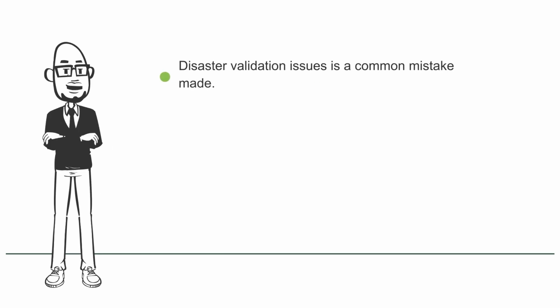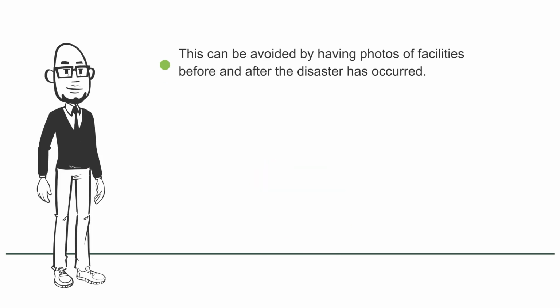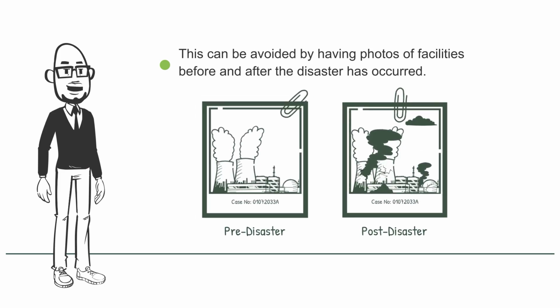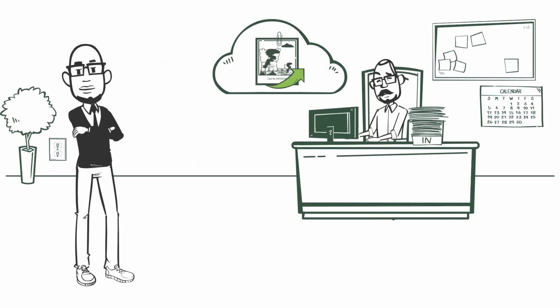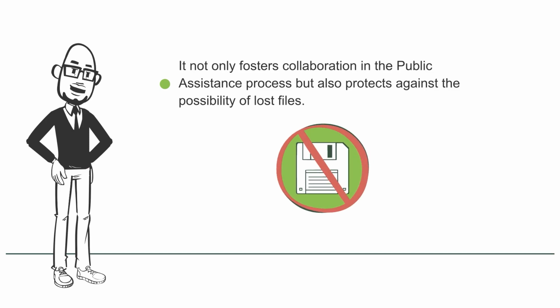Disaster validation issues is a common mistake made. Delays to funding may occur if it cannot be proven that facility damage was due to the disaster. This can be avoided by having photos of facilities before and after the disaster has occurred. In addition, any field documentation should be uploaded to an online space where all organizational stakeholders can access files. It not only fosters collaboration in the public assistance process, but also protects against the possibility of lost files.